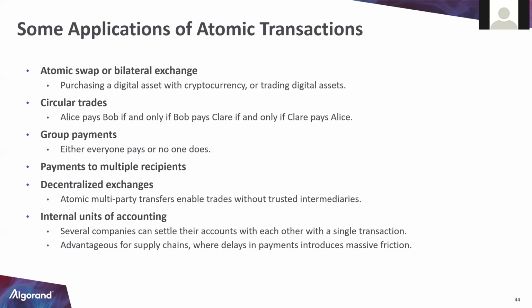And there are plenty of applications. Bilateral exchange, even circular trades can be done in an atomic way. Say, Alice pays Bob, if Bob pays Charlie, and if Charlie pays Alice. And there can be an arbitrary number of users paying each other. And they can pay each other with any type of assets in layer 1. And this can be done to facilitate decentralized exchange and having internal units of accounting like credits, rewards, and so on. And payments to multiple recipients, like a company may want to pay its employee, and the employee may want the salary to end up in 3 bank accounts, for example. So all of this can be easily handled by a single atomic transaction.